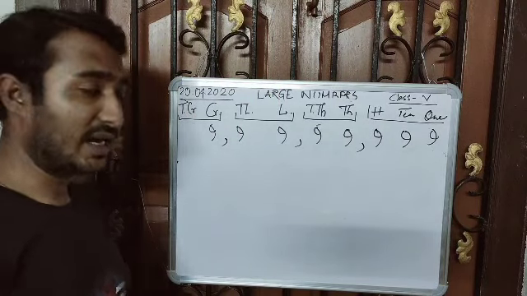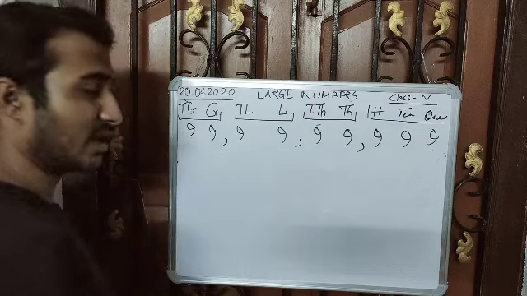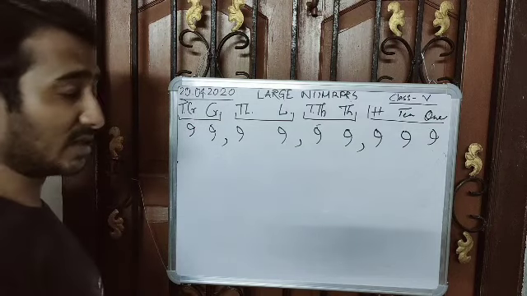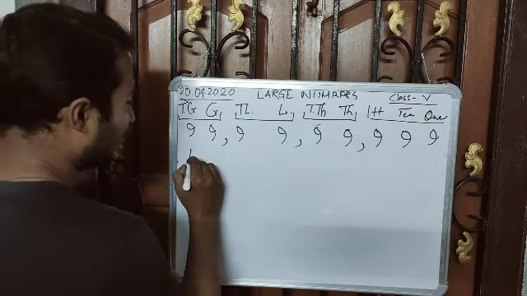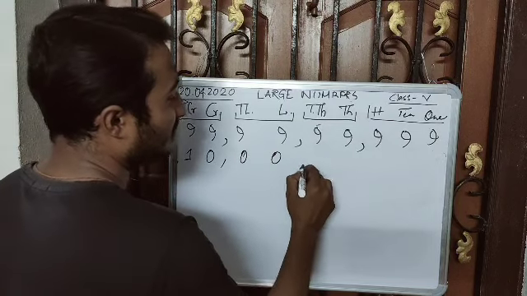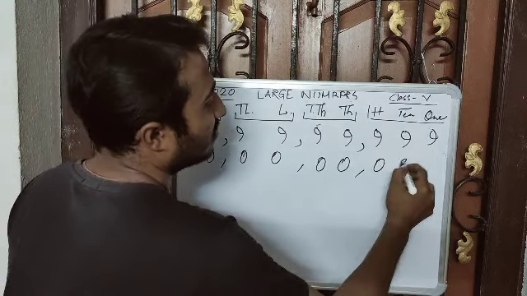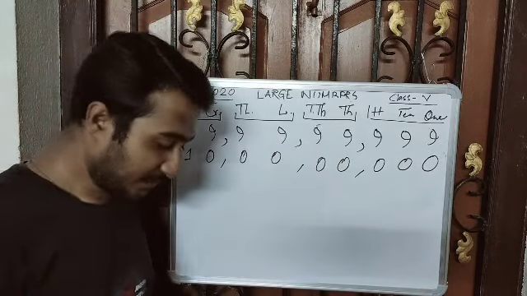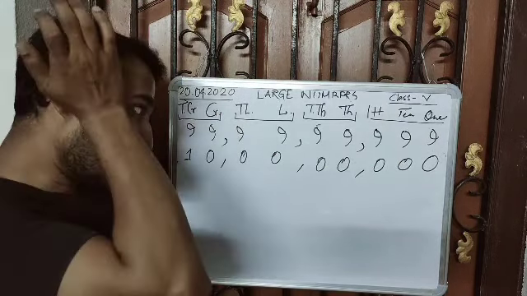If it is the largest 9-digit number, then you have nine 9s. If you are asked to write the smallest, then the first digit will be 1 and the subsequent digits will be 0. Got it?